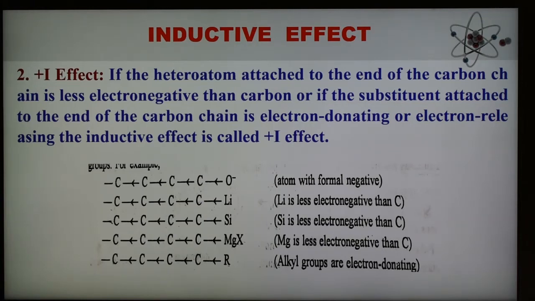This order, the plus I effect, can be easily explained on the basis of hyperconjugation, which we are discussing in the next part. The plus I effect of some other atoms and groups is also included and shows this type of decreasing order. So these are the two types of inductive effect, minus I effect and plus I effect.